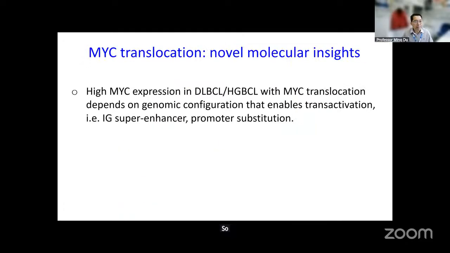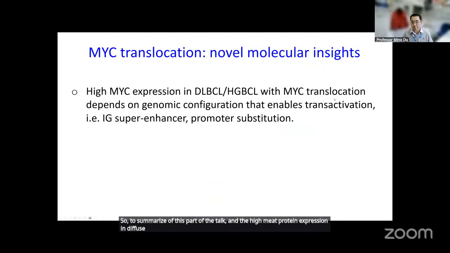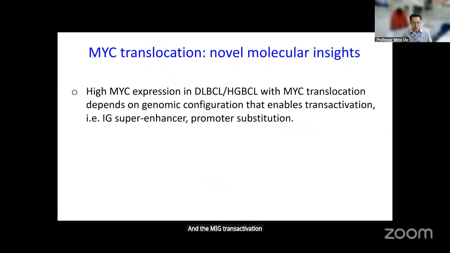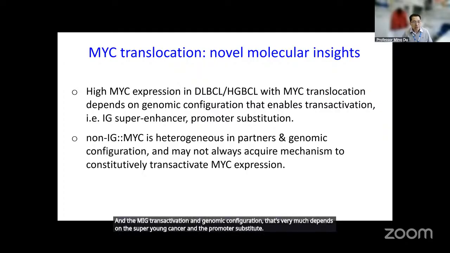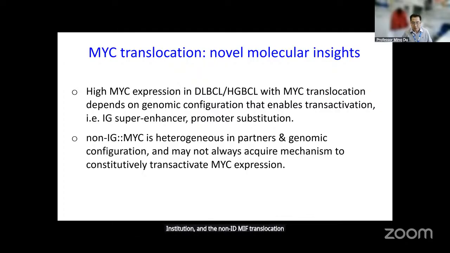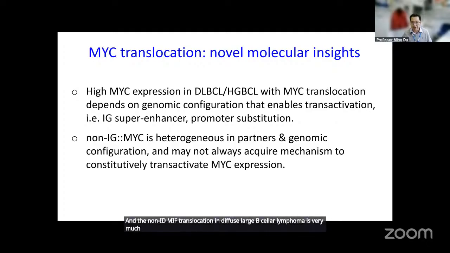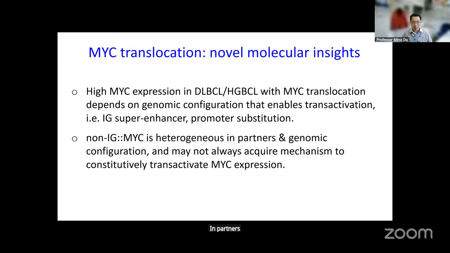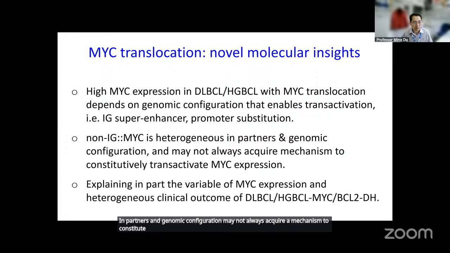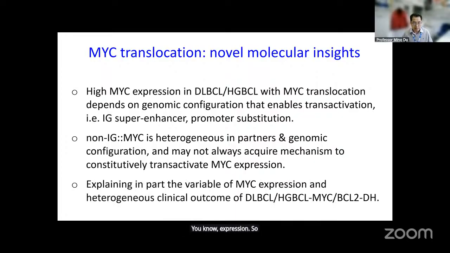So to summarize this part of the talk, the high MYC protein expression in diffuse large B-cell lymphoma with MYC translocation depends on the genomic configuration that enables MYC transactivation, and genomic configuration very much depends on the super enhancer and promoter substitution. And the non-IG MYC translocation in diffuse large B-cell lymphoma is very much heterogeneous in partners and genomic configuration, and may not always acquire a mechanism to constitutively transactivate MYC expression.